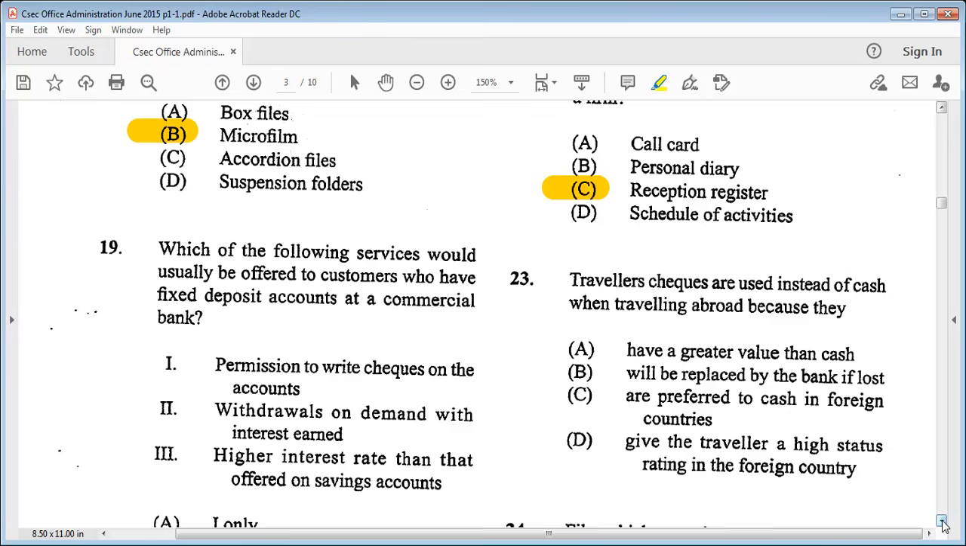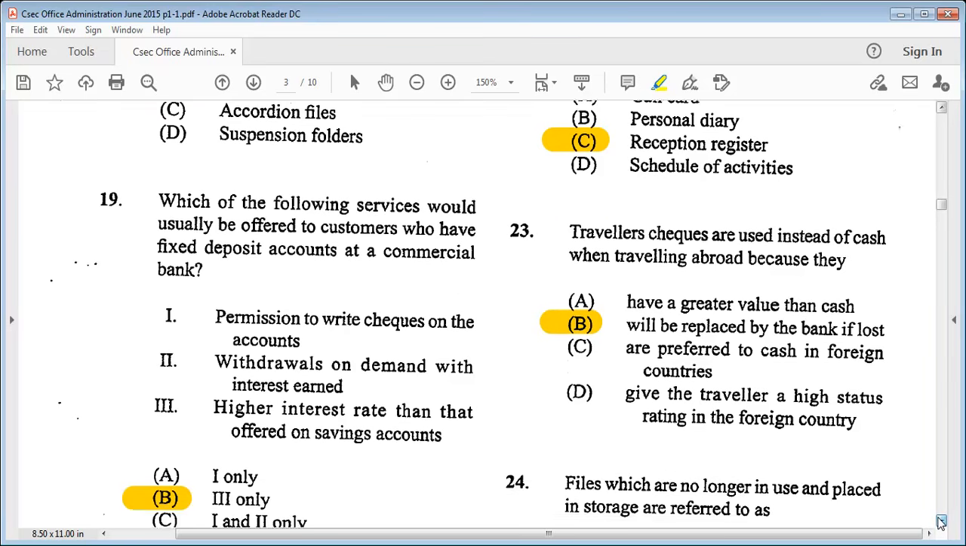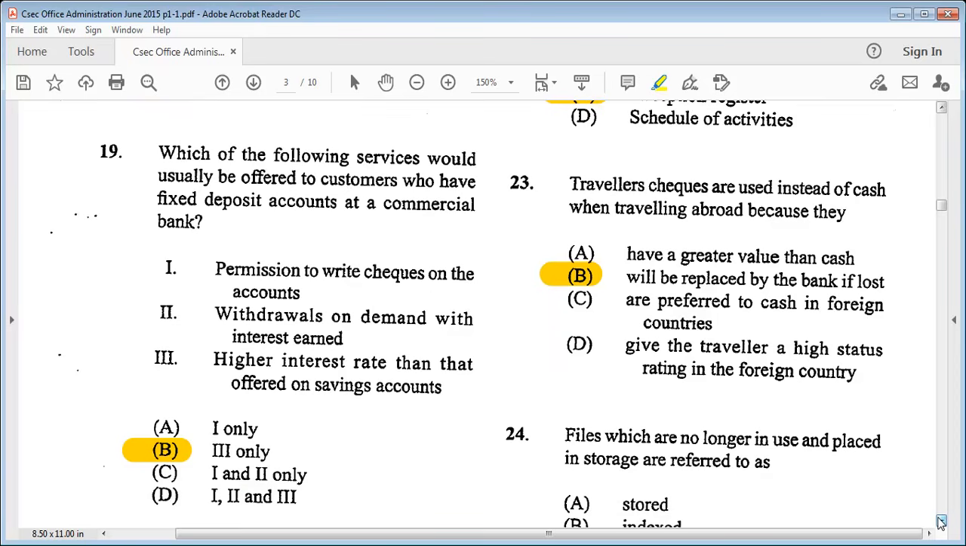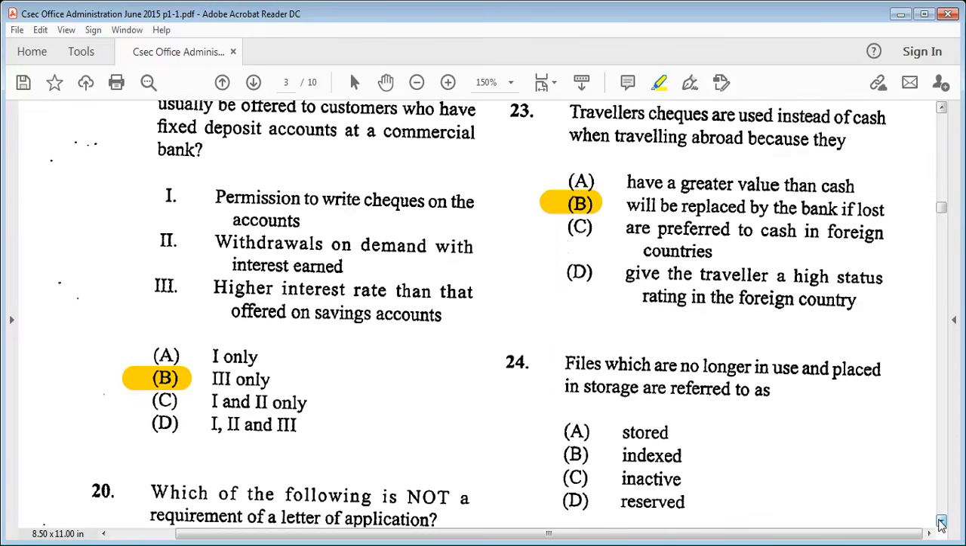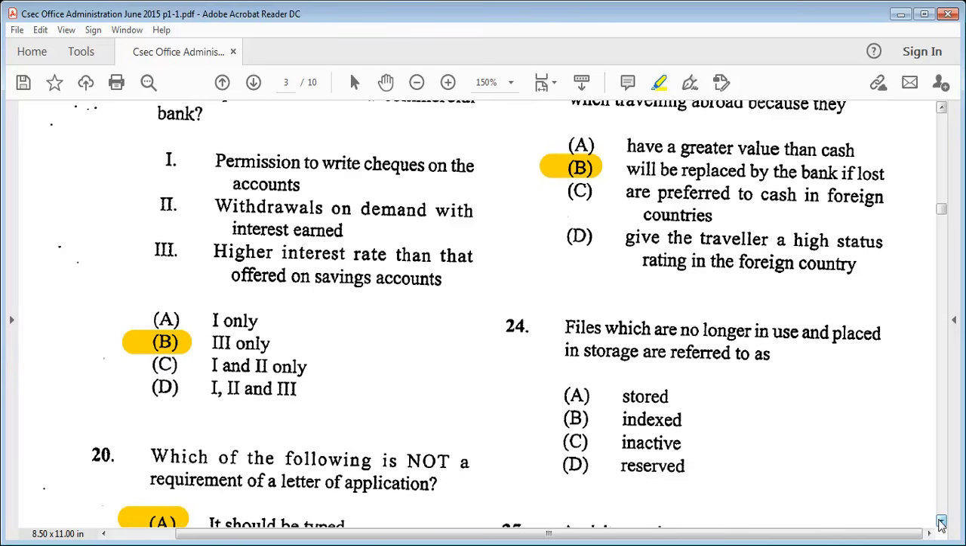We know it would be B. It can be replaced if it is lost. The bank can replace it. So traveler's checks do not have any greater value than cash, and the others would be eliminated too. So our answer would be B. Let's go on to question number 24. Files which are no longer in use and placed in storage are referred to as A, stored, B, indexed, C, inactive, or D, reserved.